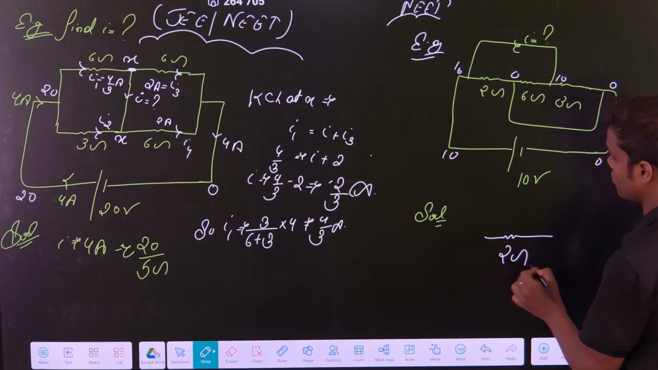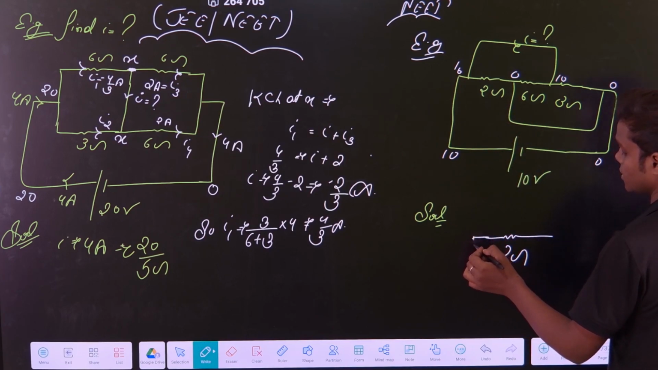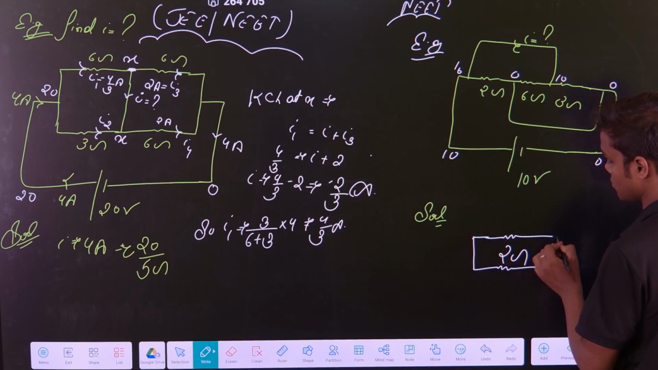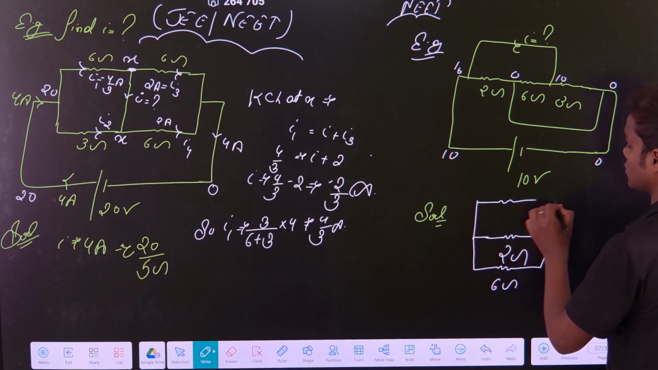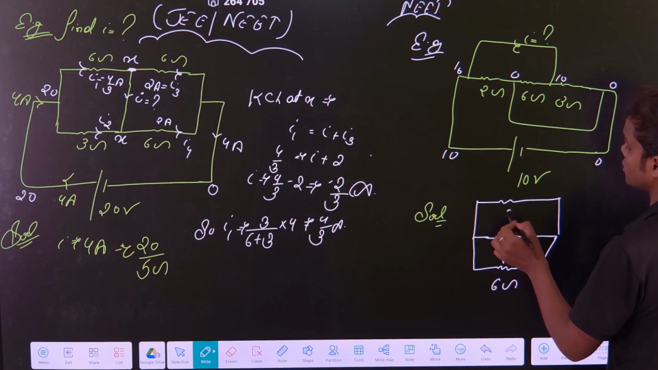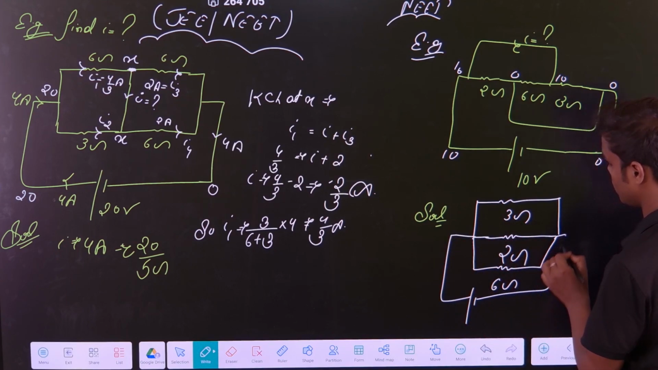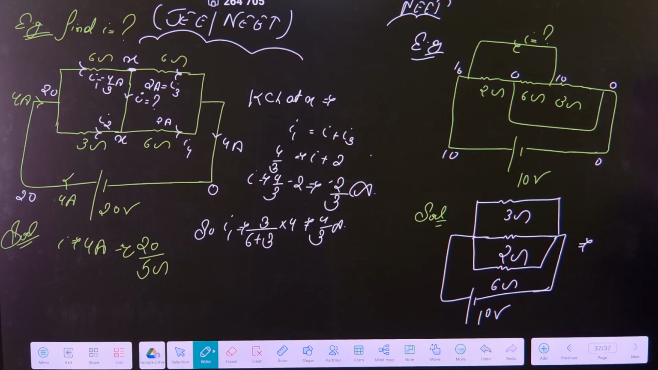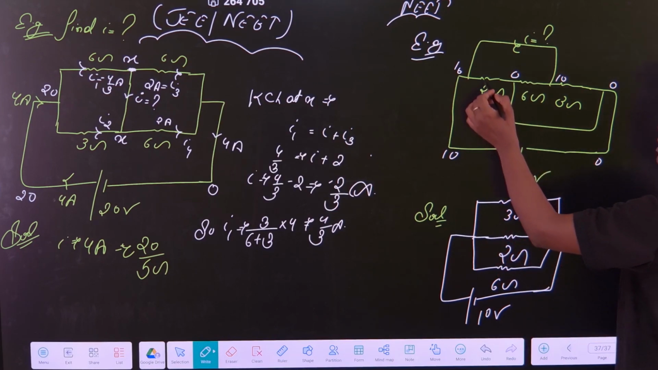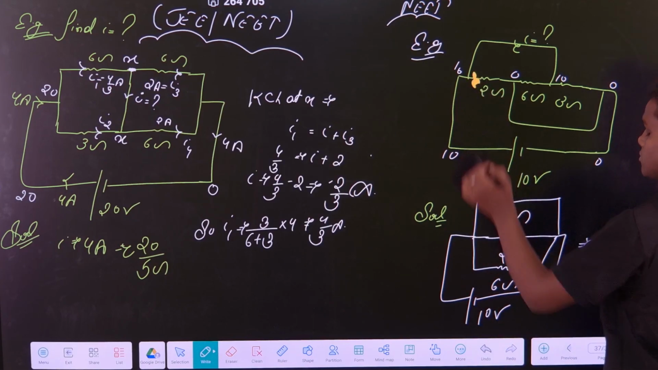This is my 2 ohm. This will be my 6 ohm. And this is 3 ohm. And they are all connected with a battery of 10 volt, like this. So what current will flow? The current across all the resistances. See, what is the current across this?